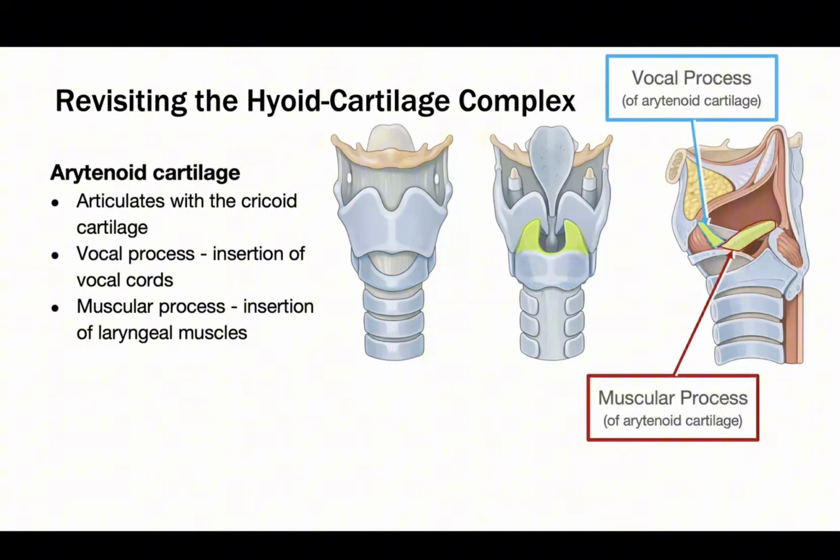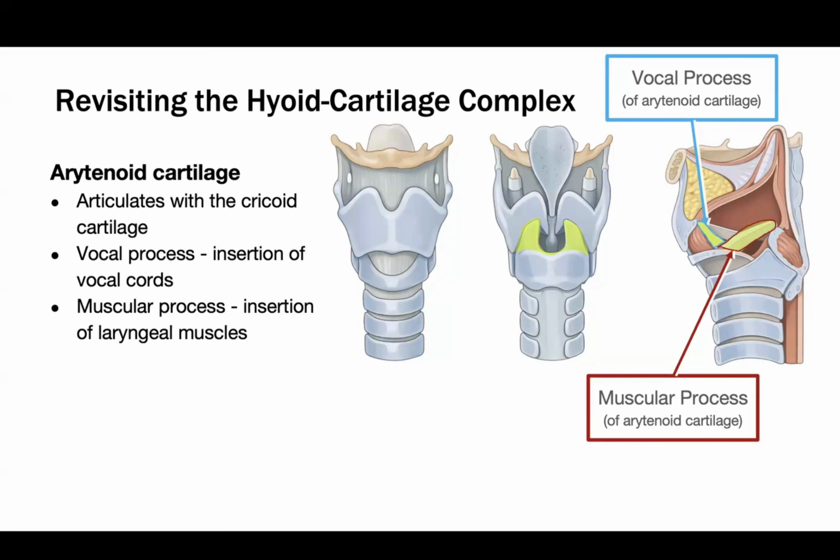Now, for the paired cartilages, you've got the arytenoids. These are super important. There's two of them, and they're sitting on top of the posterior part of the cricoid. Each arytenoid has two important projections. We've got the vocal process and the muscular process. The vocal process is where the posterior end of your vocal cord inserts, and the muscular process provides sites of insertion for intrinsic laryngeal muscles that help with vocalization and phonation, aka making sounds.